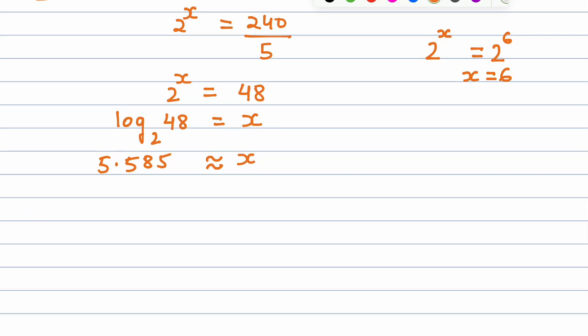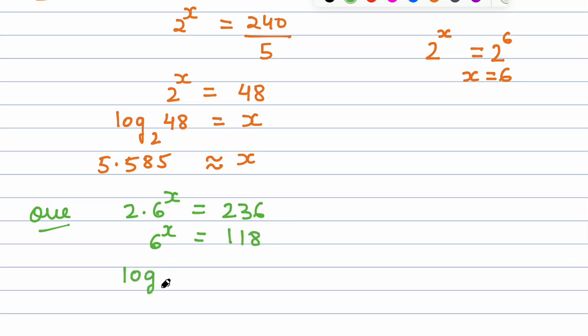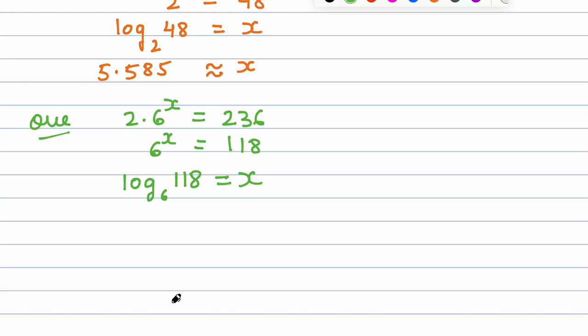Now let's do one more question. You think it's easier, right? Okay, the second question is 2 times 6 to the power x is equal to 236, and dividing by 2 on both sides, it's 118. Now log base 6 of 118 is equal to x. Now here we can use the calculator and write its value, or this can also be the answer.